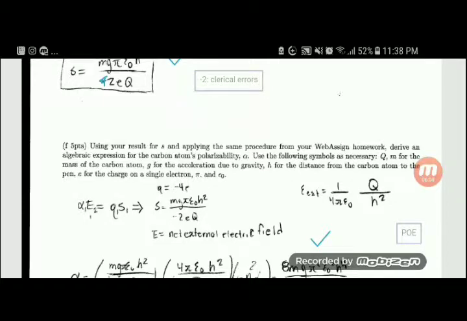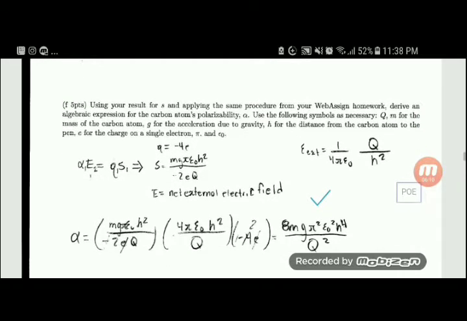So another thing that people might have missed is, even if they got the separation distance right, this equation is even more complicated. So using your result for S and applying the same procedure from your WebAssign homework. WebAssign is a tool that we use to do homework. So you derive an algebraic expression for the carbon atom's polarizability, alpha. Use the symbols as necessary. We're using the same symbols.